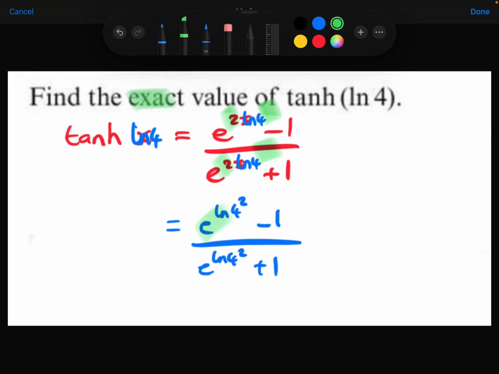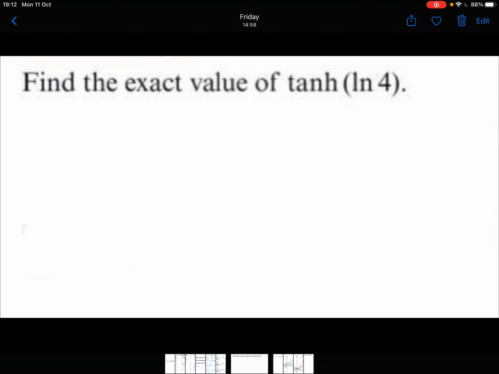The e to the ln's cancel out. So I get 4 squared minus 1 over 4 squared plus 1. So this is the exact value of tanh ln4. So that's an example of me substituting in to a hyperbolic function.